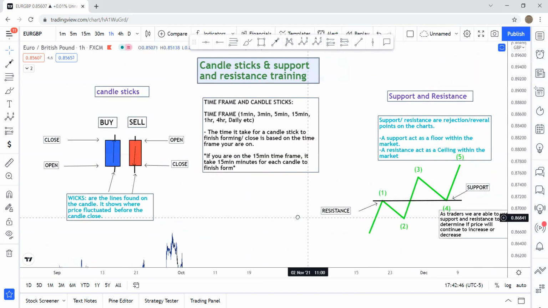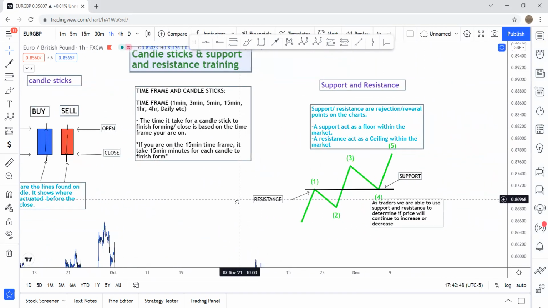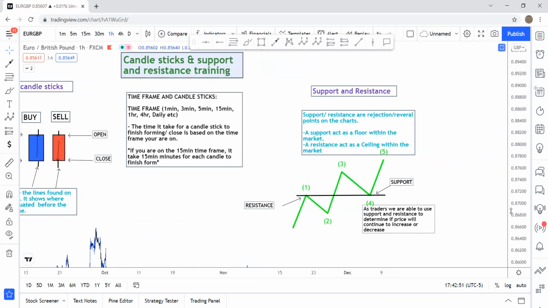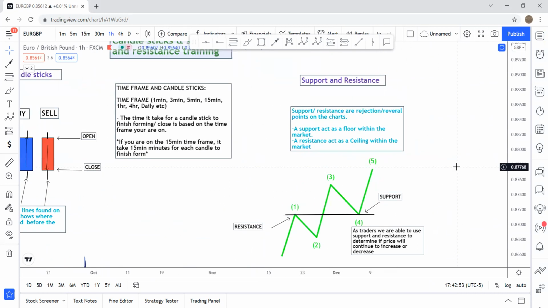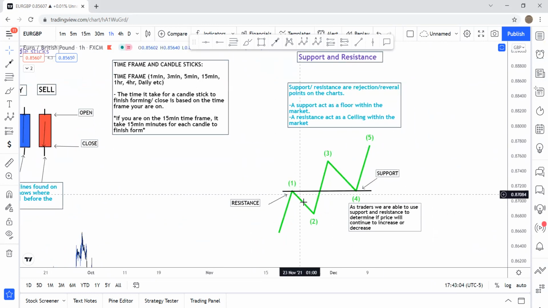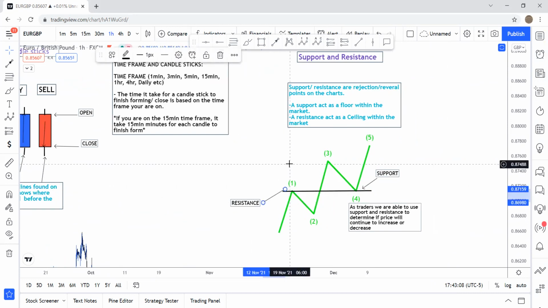Next is support and resistance. So what are support and resistance? Support and resistance are basically rejection or reversal points on the charts. Here at the bottom, I'm going to go over this a little bit later. But yes, support and resistance are rejection or reversal points on the chart. A support acts as a floor within the market, and a resistance acts as a ceiling within the market.